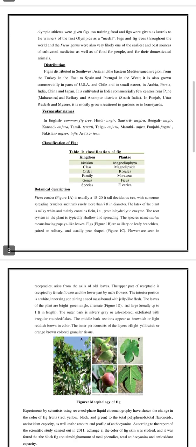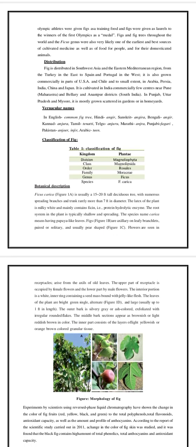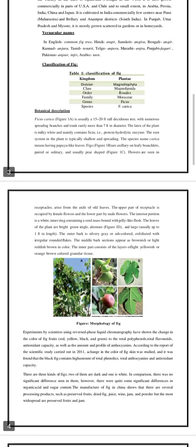Vernacular names. Vernacular names are given on the basis of region. In English, it is known as common fig tree. In Hindi, it is called Anjeer. In Sanskrit, it is called Anjira. In Punjabi, it is called Fagari. In Pakistan, it is called Anjeer. And in Arabic, it is known as Teen. Now we will study about its classification.